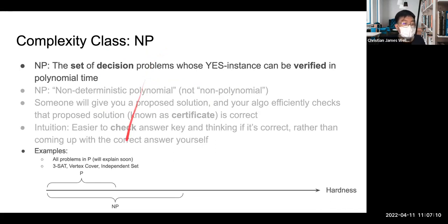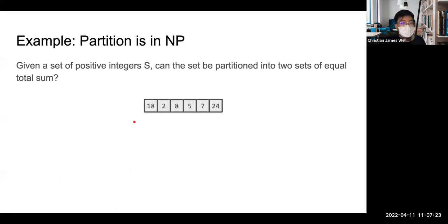Okay, so for example, all problems in P are actually also in NP, which I'll talk about soon. But for example, 3-SAT and vertex cover, independent set, these are all problems in NP as well. Let's go through a concrete example. Partition is in NP. Remember the partition problem that we introduced last week? I give you a set of integers. Can the set be partitioned into sets of equal total sum? Can I divide it into 2 such that the total sum is equal?